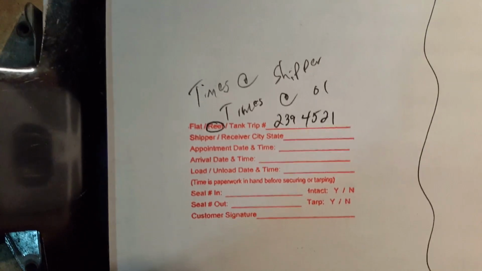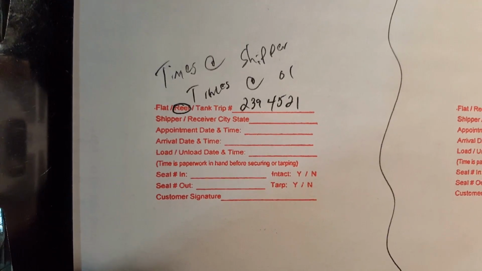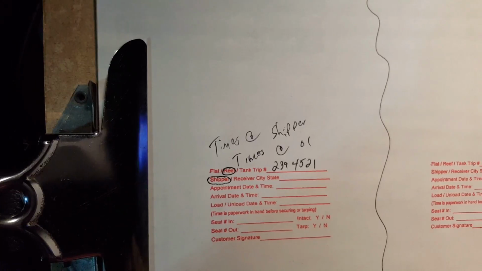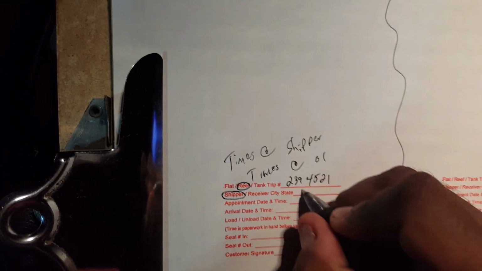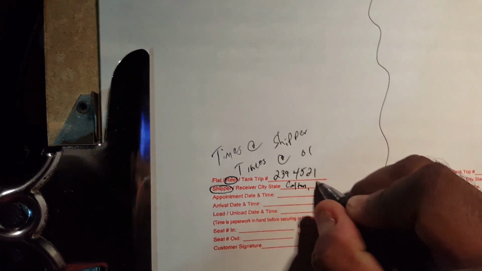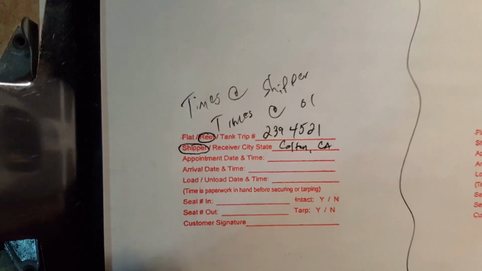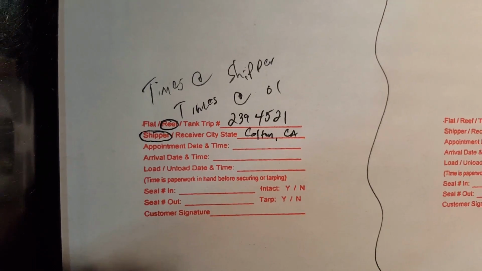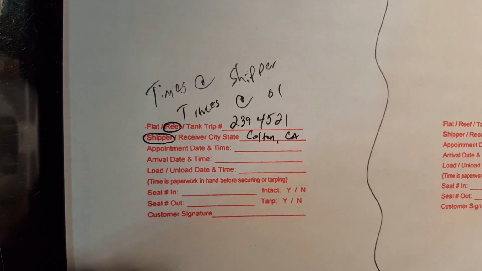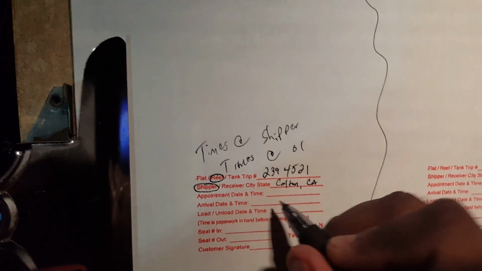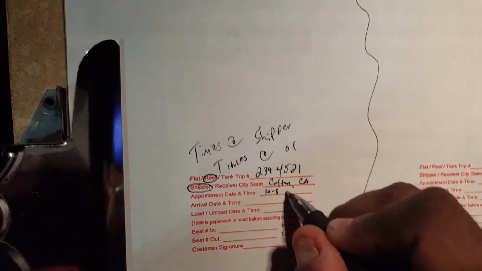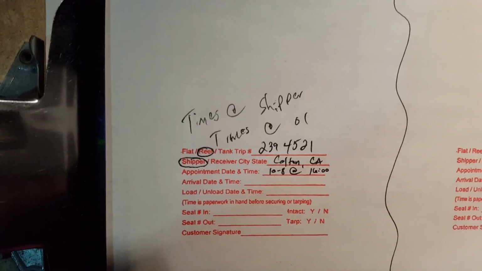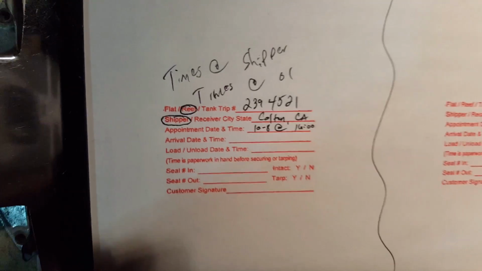Alright, the next question is asking for the shipper, receiver, city, and state. In this case, we're at the shipper, so we're going to circle shipper, and we're going to say Colton, California, because this is where I'm at. Next one is the appointment time, and you want to put the appointment time that you were given by the company. In this case, we're going to say 10/8, 1600. I'm just going to make up a time.